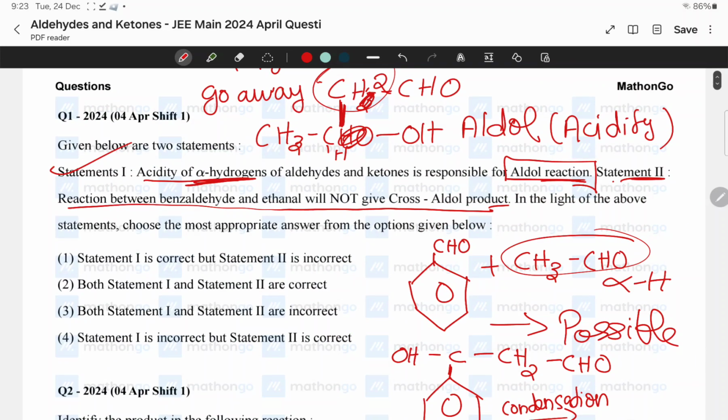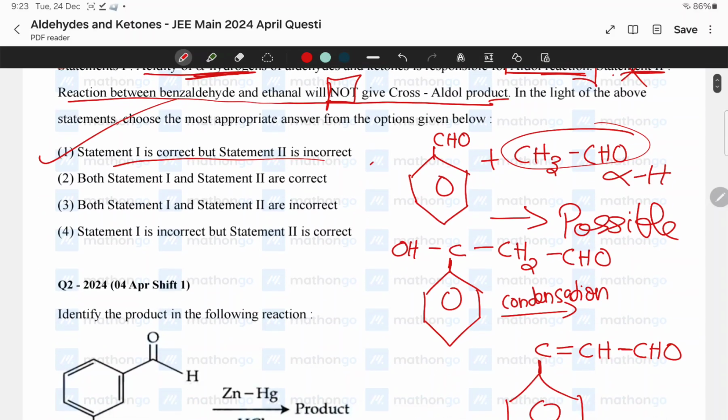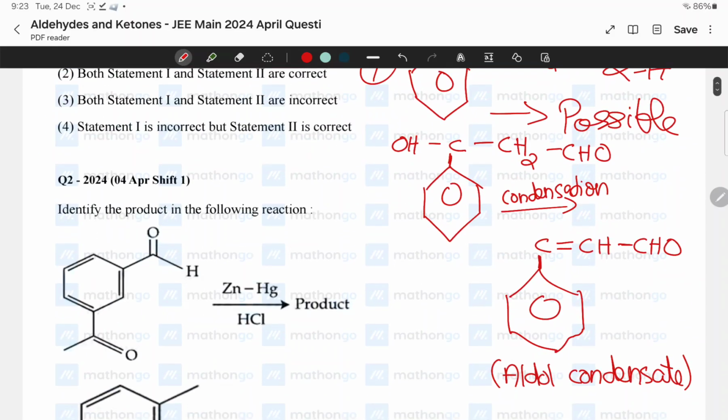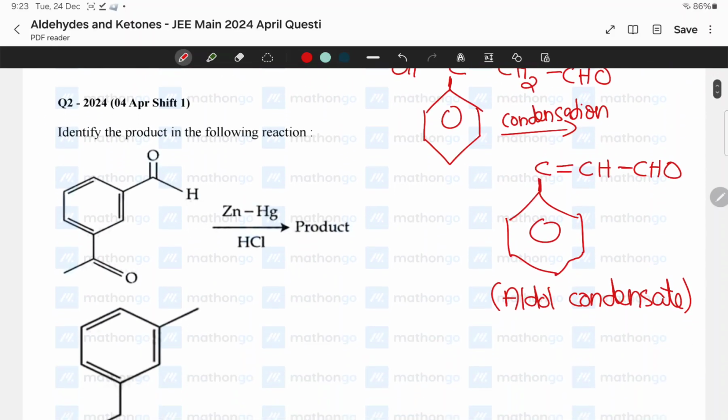In the statement they are telling it is not possible, so the statement is wrong. Statement 1 is correct and statement 2 is incorrect. This is the correct answer, option 1. Now question number 2.